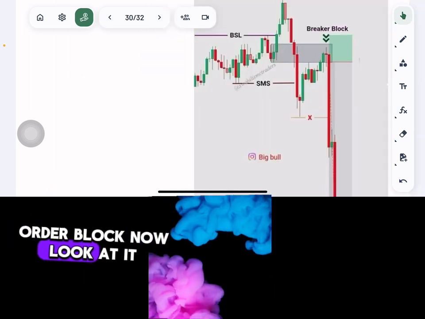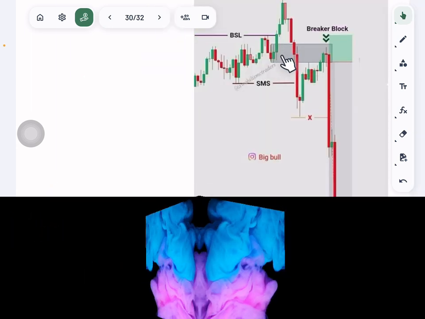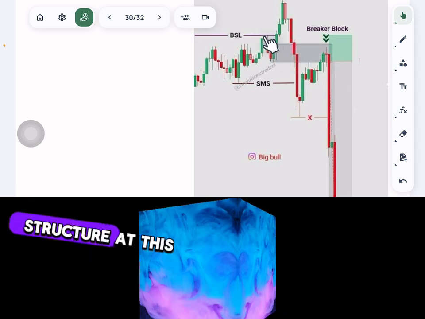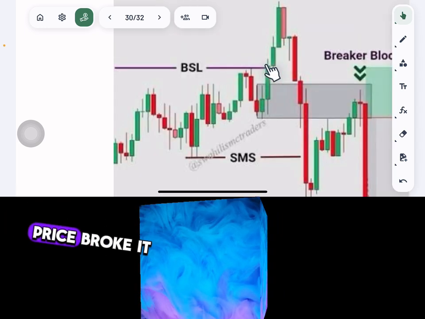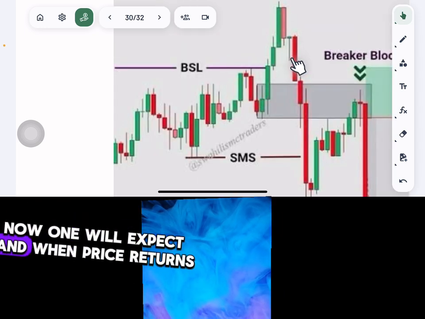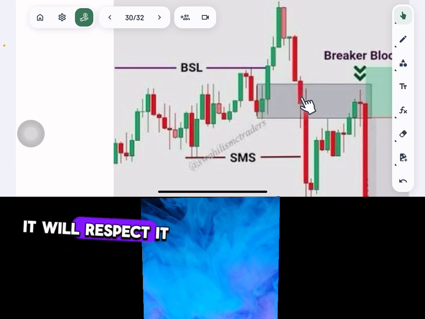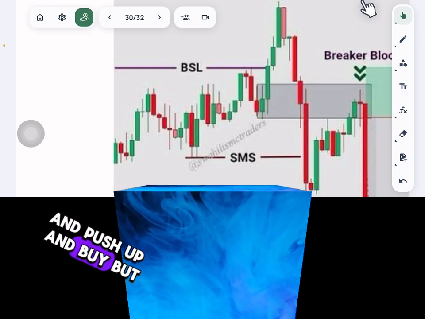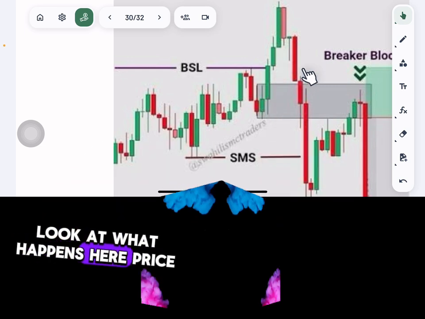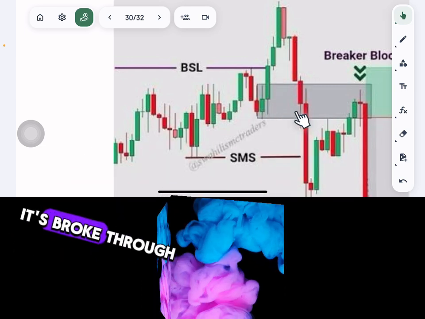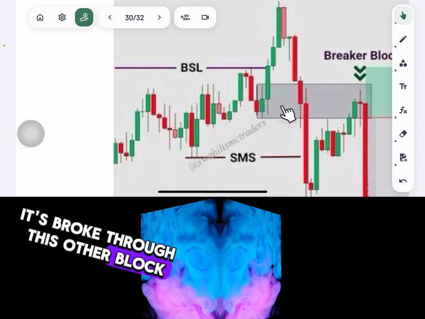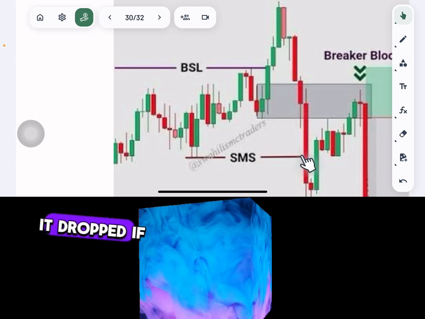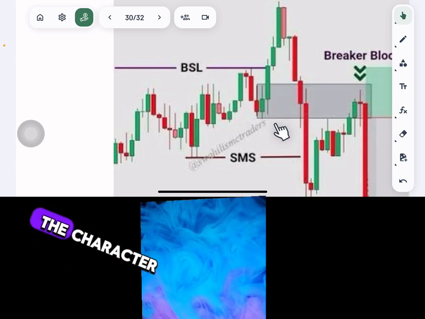Now, look at it here. Basically, we got a break of structure at this point. So price broke it. Now one will expect that when price returns to this other block, it will respect it and push up, buy. But look at what happened here. Price came here, it broke through this other block. It dropped, giving us a change of character.